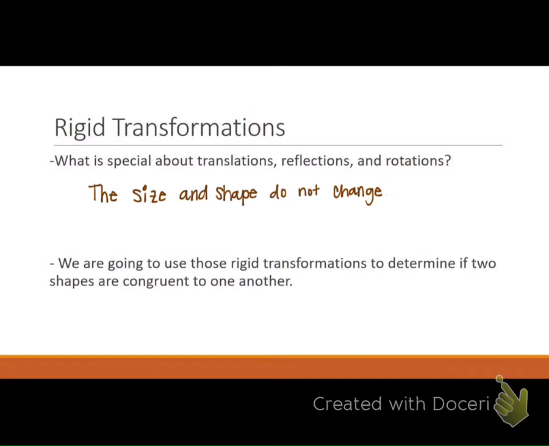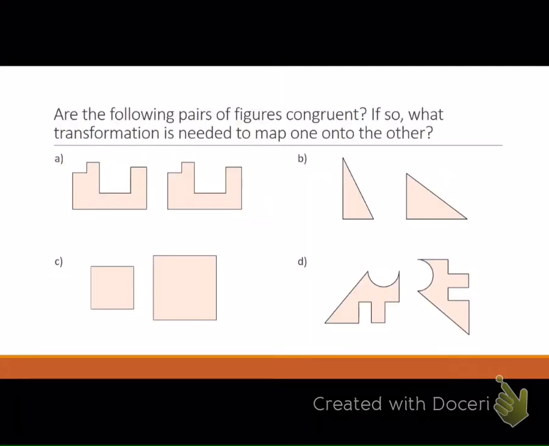So today we are going to use these rigid transformations to determine if two shapes are congruent or not. So go ahead and flip to the next page when you are ready. Okay, are the following pairs of figures congruent? If so, what is the transformation needed to map one onto the other?